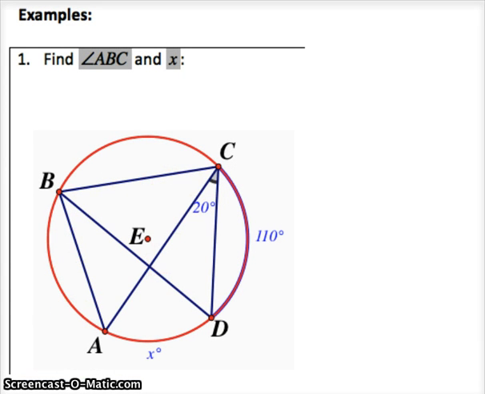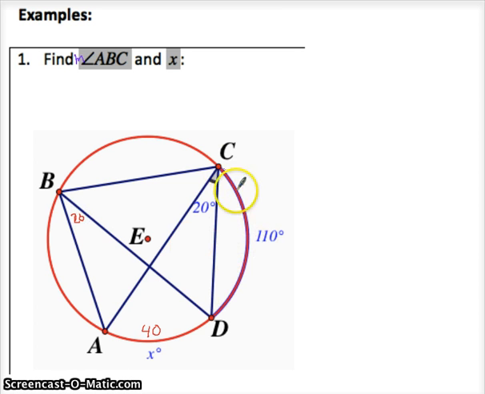So let's do some actual problems. Here's the fun part. All right, so find the measure of angle ABC and X. Well, if this is 20 degrees, then this has to be 40 because this angle C here intercepts this arc here, so that's 40. If this is 40, well, this has to be 20. I'm just filling in things that I know.